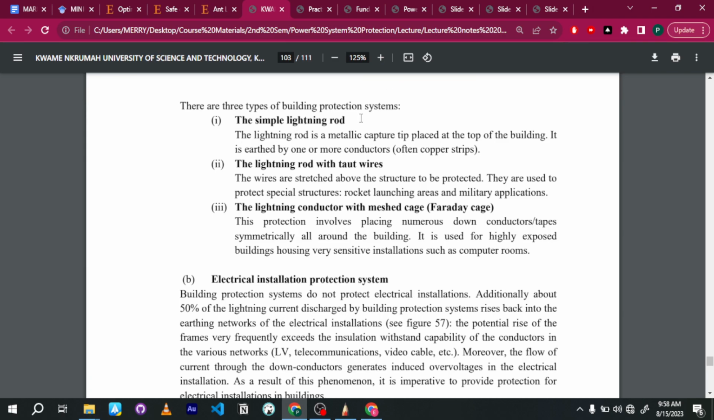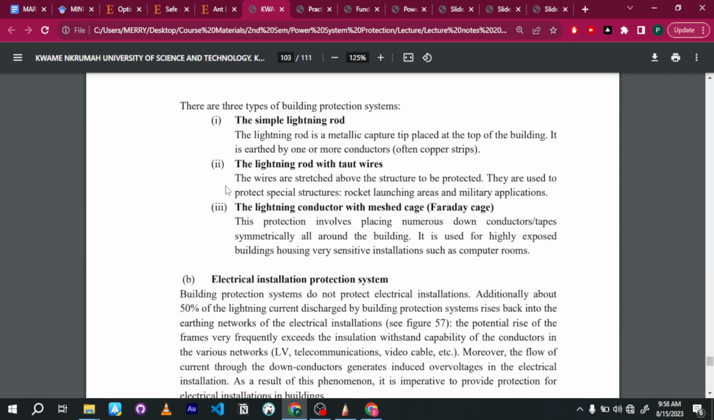The simple lightning rod, right? So you have a metallic capture tip. It's just a metal wire that has a very spiky top, placed at the building, and then it is earthed by copper strips. And so you have lightning rod with taut wires. Wires are stretched above the structure, and it catches the lightning and sends it down. You understand?